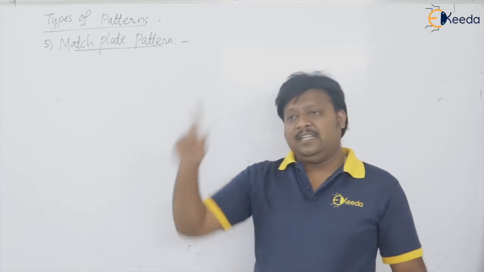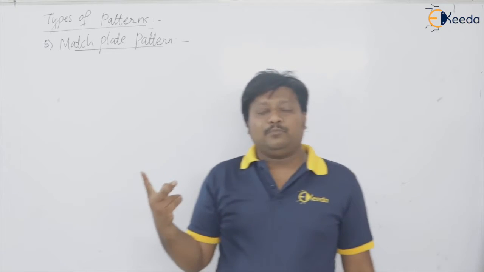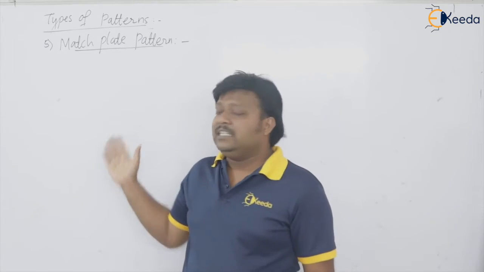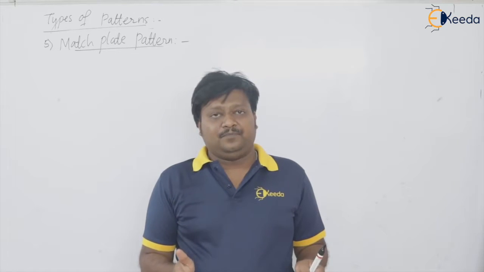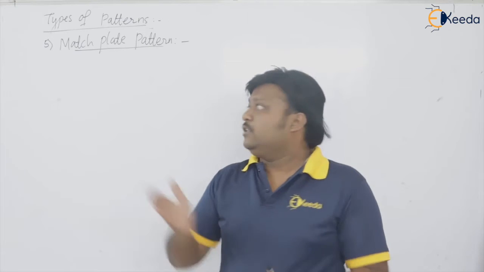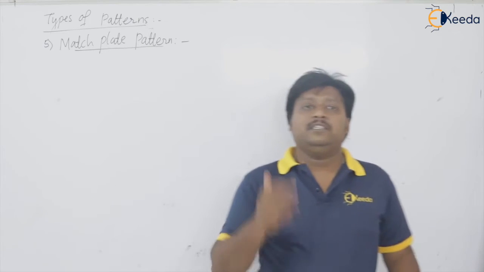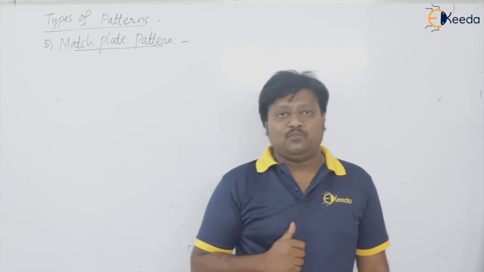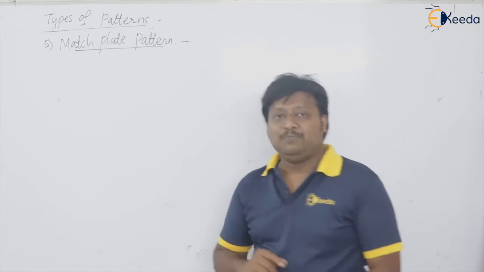Only the thing is that in cope and drag, there are two separate plates for mounting. Here, on a single plate, whether the plate is made of wood or metal, the cope half and drag half along with the gating and risering system are mounted. So this is the match plate pattern.